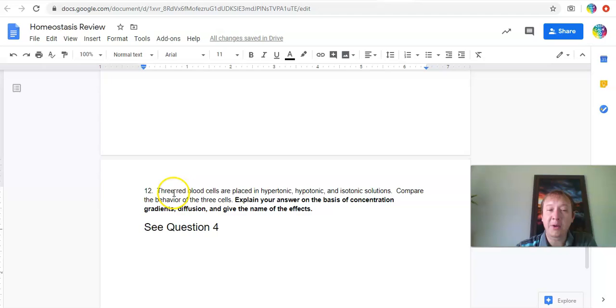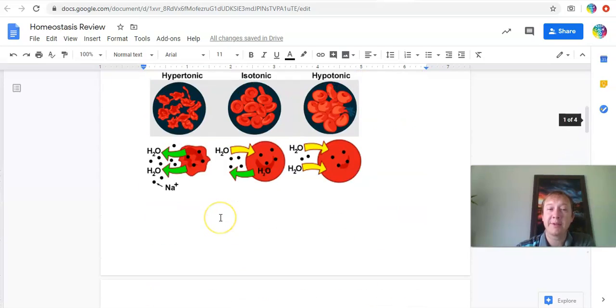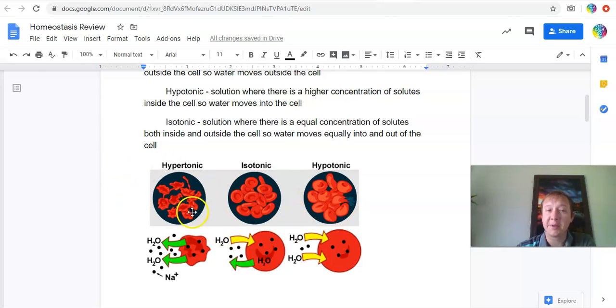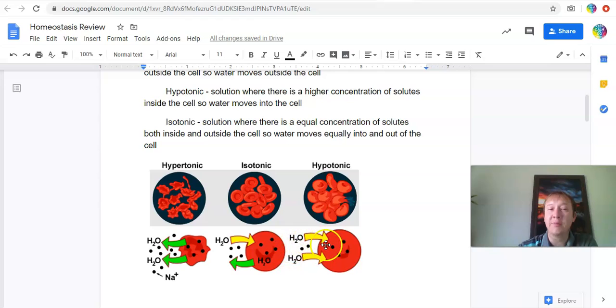Okay, looking at question number 12 again, it says three red blood cells are placed in hypertonic, hypotonic, and isotonic solutions. Looking back at question 4, we want to see what happens. That's why I included this picture here. If you take a blood cell and put it in a hypertonic solution, water is going to leave the cell, so it's going to shrink, because the concentration of salt is higher outside. Water wants to move out to make it equal. In hypotonic, water is going to move in to make the concentration equal, so the cells are going to swell up and get larger. Whereas in isotonic, there's equal movement into and out of the cell.